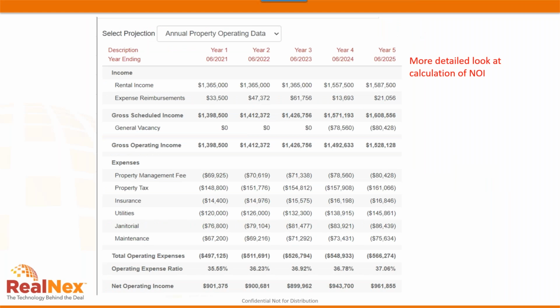We can look at more details of the calculation of the net operating income. So starting with our rents, and we've got our expense reimbursements. Notice that that's added to the rental income because that's additional rent when we get those expense reimbursements. But then we have to actually pay the expenses. So you see all our expenses listed there. That takes us down to the net operating income. We also have our operating expense ratios. We could look at them against industry benchmarks.